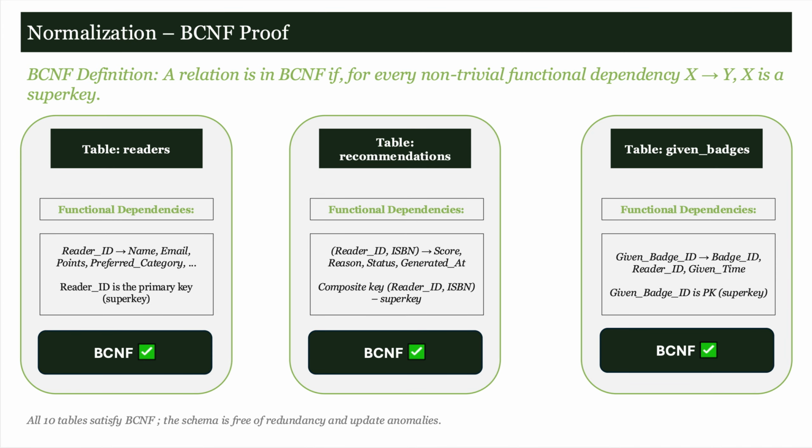BCNF. And we verify all 10 tables in our schema using the same approach. No table contains a partial or transitive dependency. The schema is free from update anomalies and redundancies. Now that the schema is proven sound, let's look at how real transactions interact with the database.